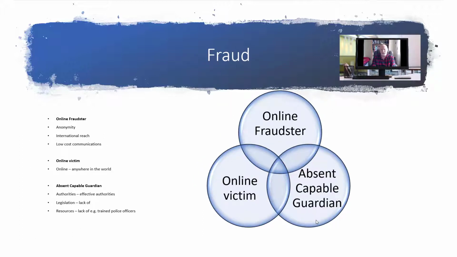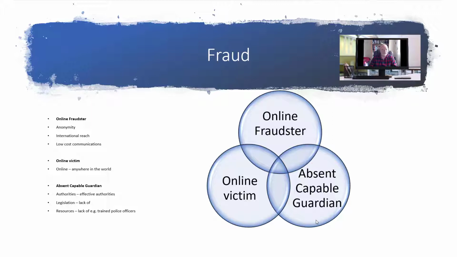In terms of fraud, we've got our online fraudster, our online victim, again the absent capable guardian. So the online fraudster benefits from anonymity, or certainly deceptive personality. Okay, it may not be. They may be anonymous, or they may have constructed or stolen an identity or something. They've got international reach. They've got low-cost communications thanks to the technology. Our online victim can be out there anywhere in the world.